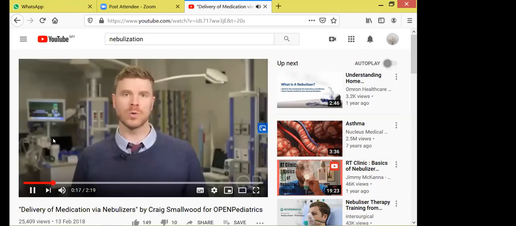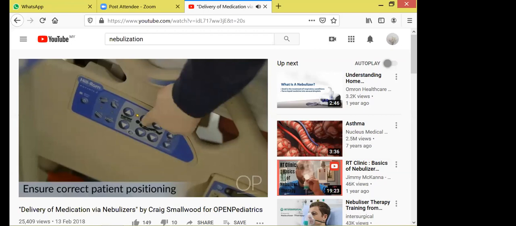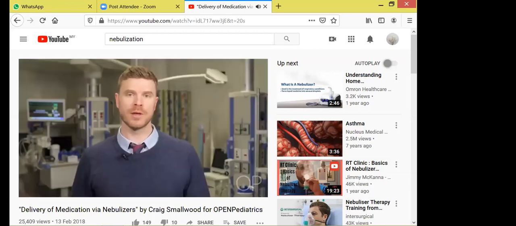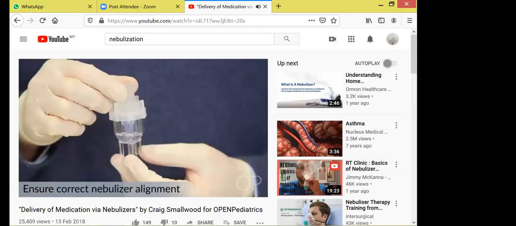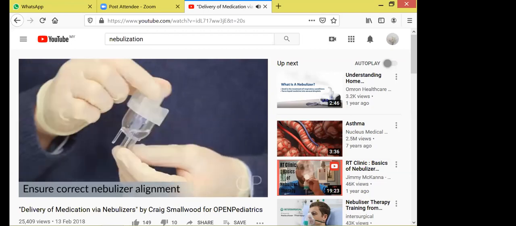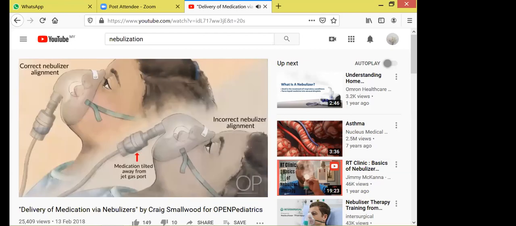Before we proceed, we'll also want to ensure that the patient is in the correct position. I'm going to put the head of the bed to approximately 30 to 45 degrees. An important performance note about jet nebulizers is that they should be oriented approximately vertically to work effectively. Tilting the device too far, perhaps 20 to 30 degrees in any direction, can cause the medication to move away from the jet gas port inside the device and render the treatment ineffective.